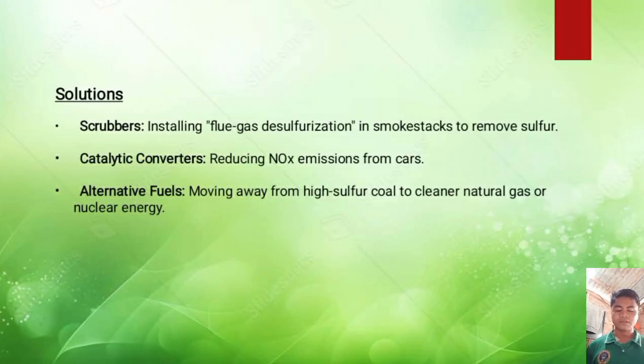Solutions to reduce acid rain. First, scrubbers. Devices in smokestacks that use chemical processes to remove sulfur dioxide from exhaust gases, greatly lowering emissions. Example, a Luzon coal plant installed scrubbers, cutting sulfur dioxide output by up to 90% and reducing local acid rain risk.